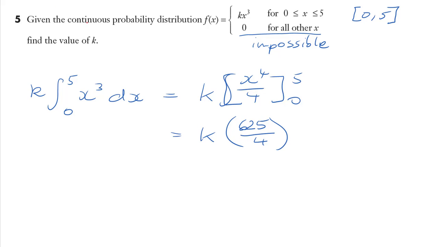And as I said before, if this is a probability distribution, that whole thing is going to be equal to 1. When we have k with this fraction here, we're going to move it over to the other side, and essentially we get the final answer that k is equal to 4 over 625. Okay.